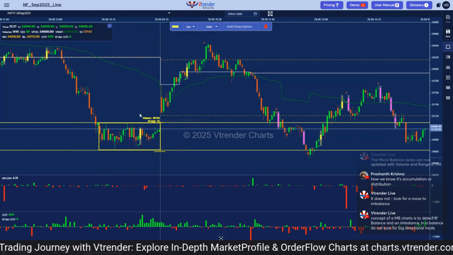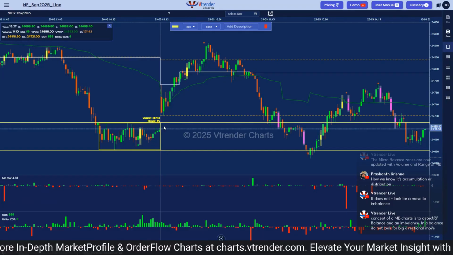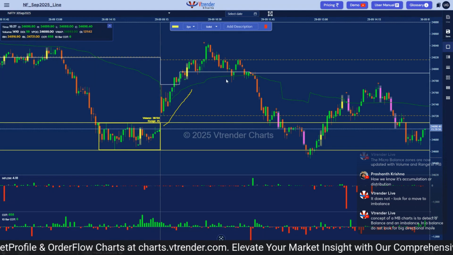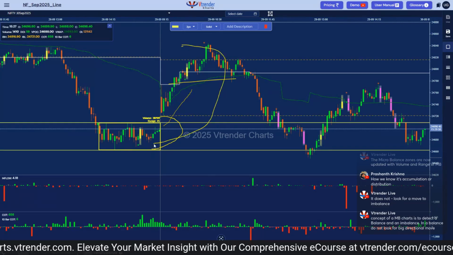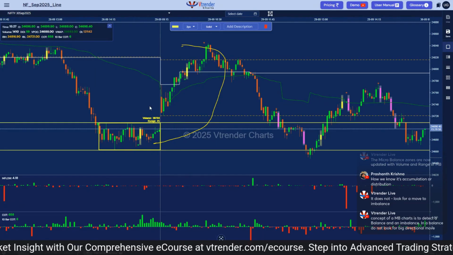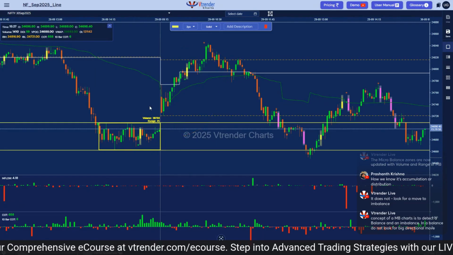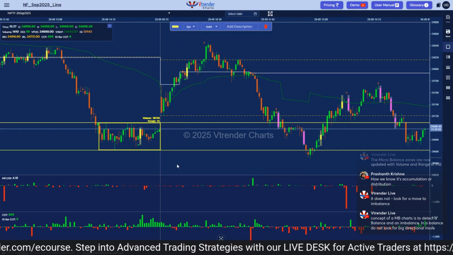Once it moves away from this micro balance is where you get an imbalance trade, and that imbalance trade you can trade for target one, which will be one times this range. Target two would be two times this range, and accordingly you look to trade the next phase of imbalance turning to balance turning to an imbalance.